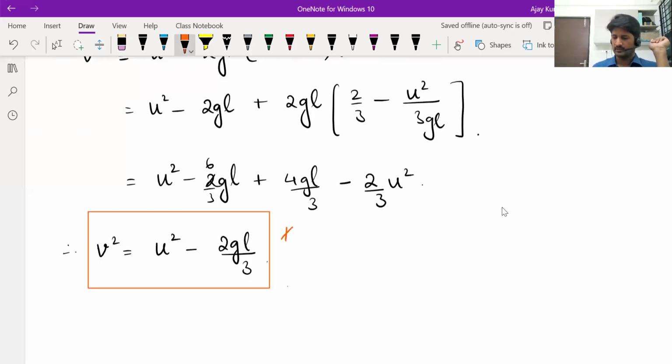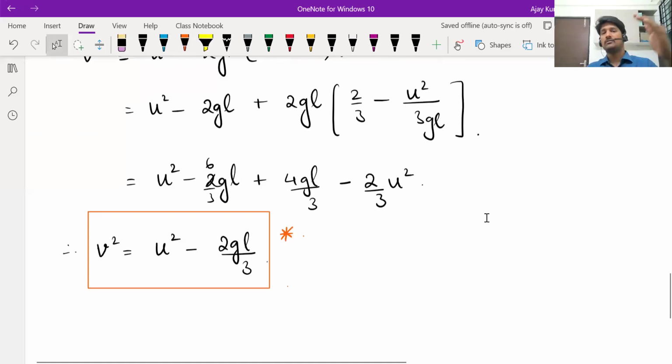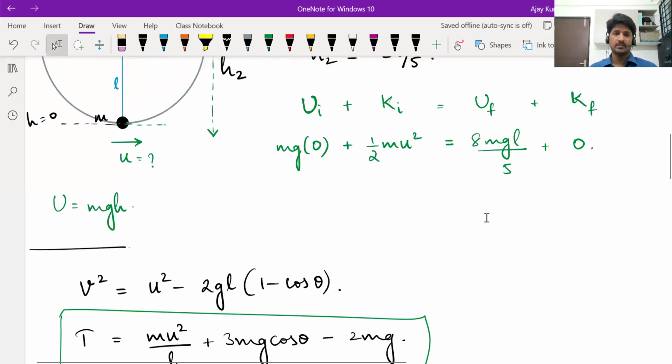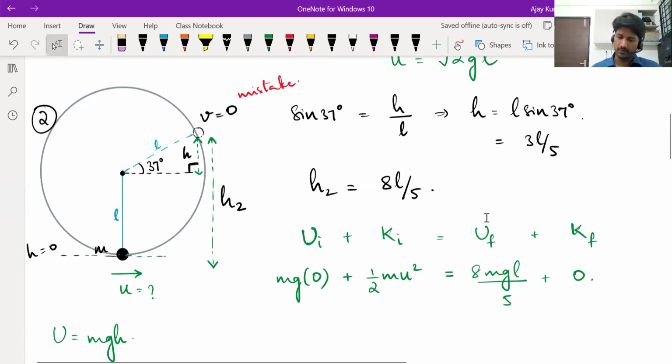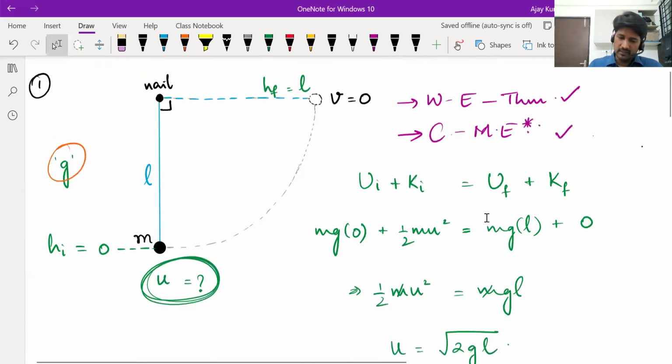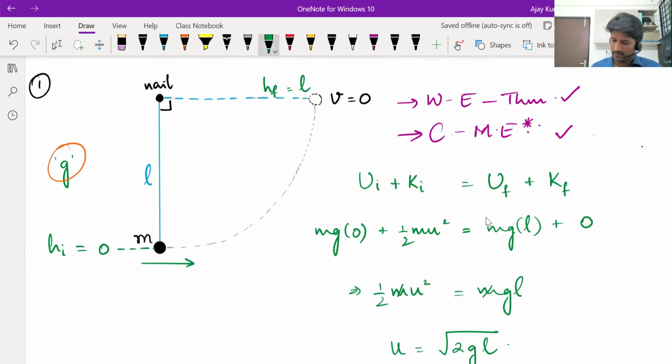This is interesting. Now you have to consider the result derived for the previous problem. What was the previous problem? How much speed is needed to just reach the horizontal position, and the answer for the previous problem was root 2gl. These results are very important. If you give a speed of root 2gl here, the string will just be able to become horizontal and then it will come back. It won't cross the horizontal position. Now, if you want the string to cross the horizontal position, u should be more than root 2gl.